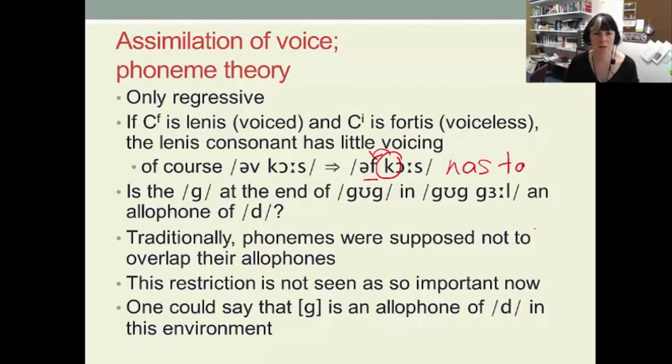So we don't usually say he has to do something, we usually say he has to do something with a voiceless fricative. Now one question here is the g at the end of g in good girl, is it an allophone of D? Tricky one. Traditionally, phonemes were not supposed to overlap in their allophones, but this restriction isn't seen as quite so important now. So you could say that it was an allophone of D in this environment, but it would have to be recognised that this was happening because of connected speech processes.